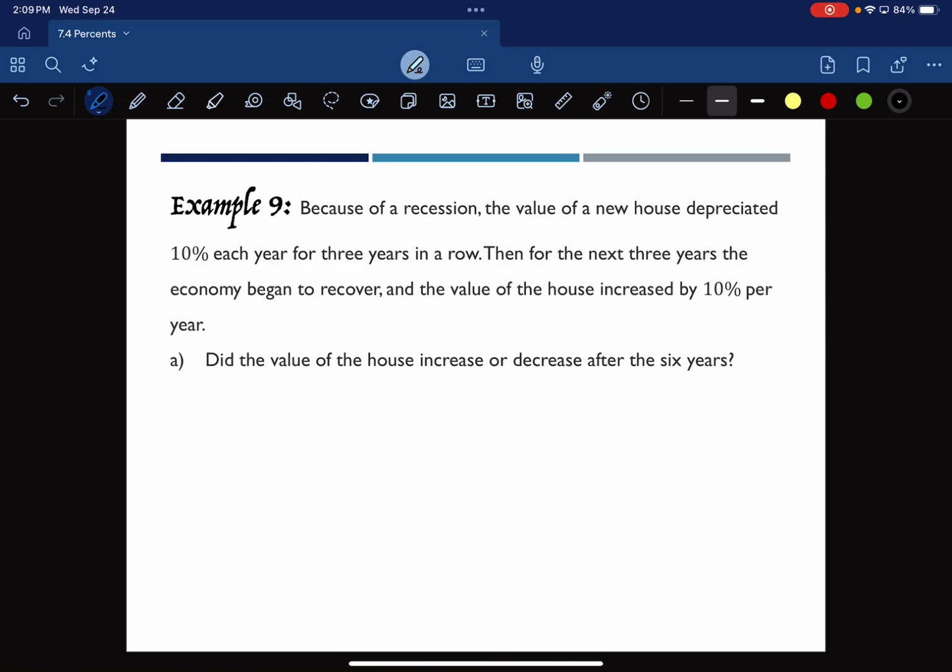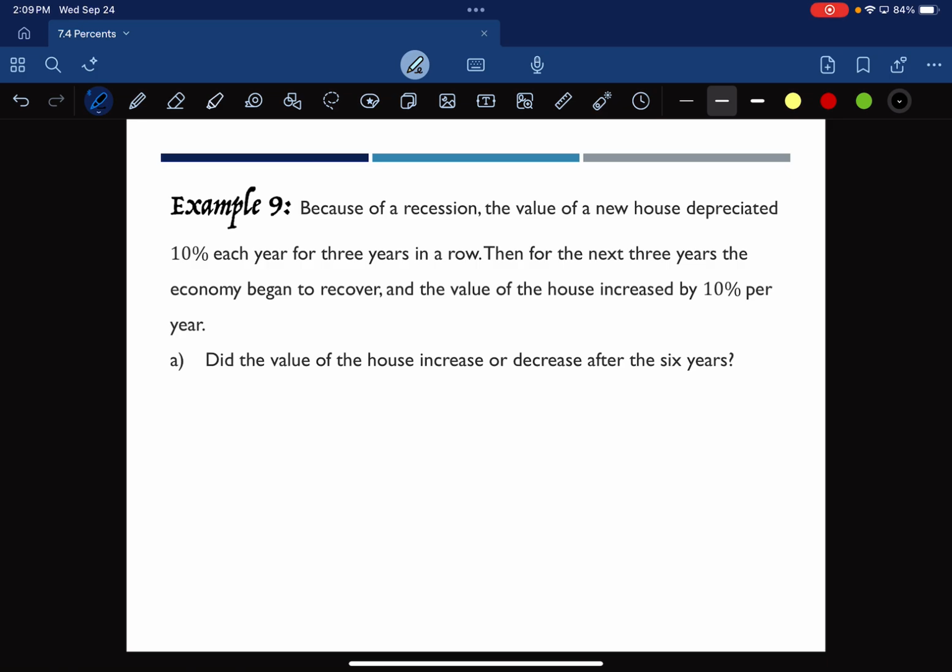So it may feel like the answer is neither. It went down 10% 3 times, it went up 10% 3 times. That balances out. It's about the same. Maybe it's exactly the same. And that is intuitively what we look at this and think is happening. We need to verify that that's happening, or if not, why not?